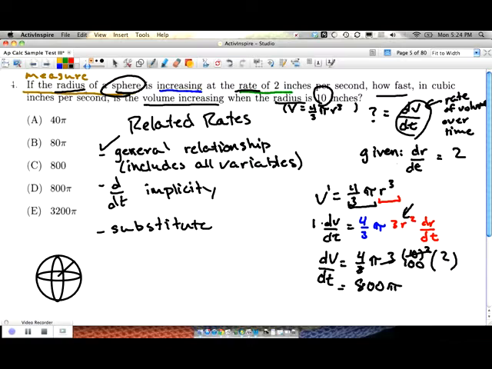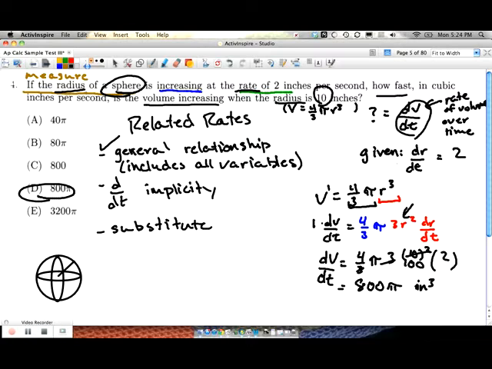Now, I do need to realize that this is cubic meters per second. Is it cubic meters? Cubic inches per second. But really over here it doesn't matter. They don't have the units. They're just looking for the value.